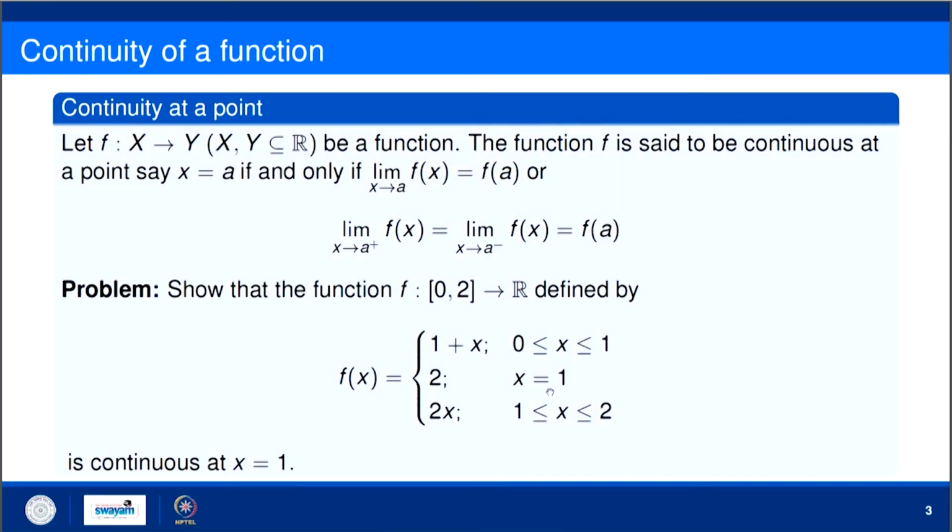Now, suppose you have this problem and you want to see that this function is continuous at x equal to 1. When x is greater than or equal to 0, it is defined everywhere, which is given by 1 plus x. At x equal to 1, it is 2, and when x is between 1 and 2, it is 2x. Very simple functions I have taken, and we want to show that the function is continuous at x equal to 1.